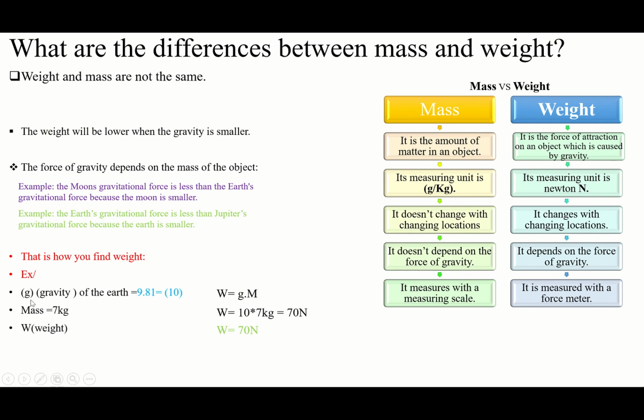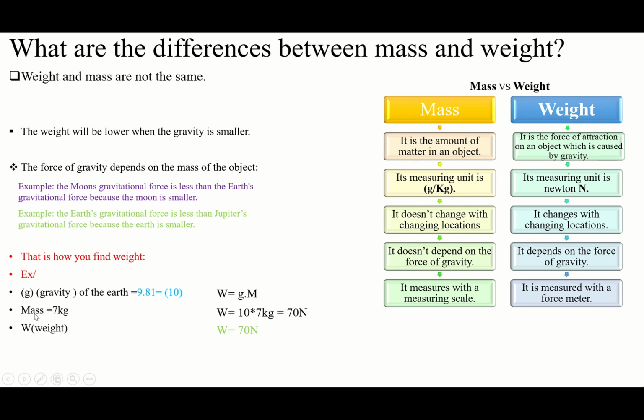Because guys, we have G, which is the gravity of Earth. It's 9.81, but we just make it close. It's 10. It's universal. I didn't do it. So we are using 10. The gravity is 10 always. On Earth, gravity is 10. It's not gonna change. For example, I will give you an example.